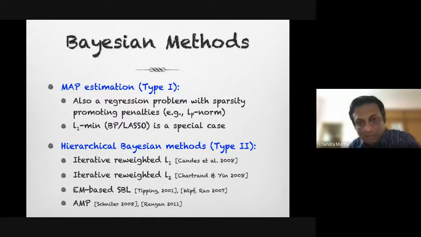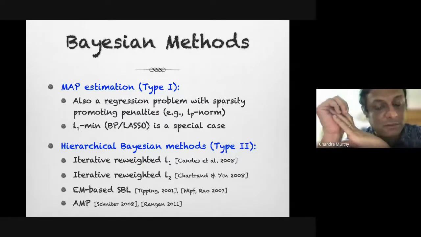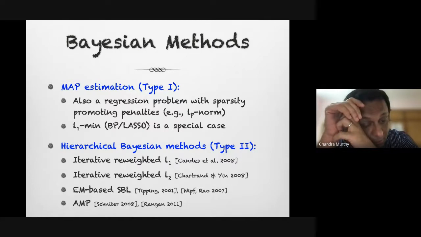So there are basically two classes of methods here, and they're called type 1 methods and type 2 methods. In type 1 methods, what you do is to impose a prior on this vector x you're trying to recover. That is, you say that the vector x comes from a certain distribution. Now, in reality, it may not come from that distribution, but you impose this kind of a prior structure on x in order to come up with an optimization problem, which hopefully will give you sparse solutions. And in fact, L1 minimization, which is this basis pursuit or lasso algorithm, is a special case of these types of methods. L1 minimization is equivalent to imposing what is called a Laplace prior on these sparse vectors.